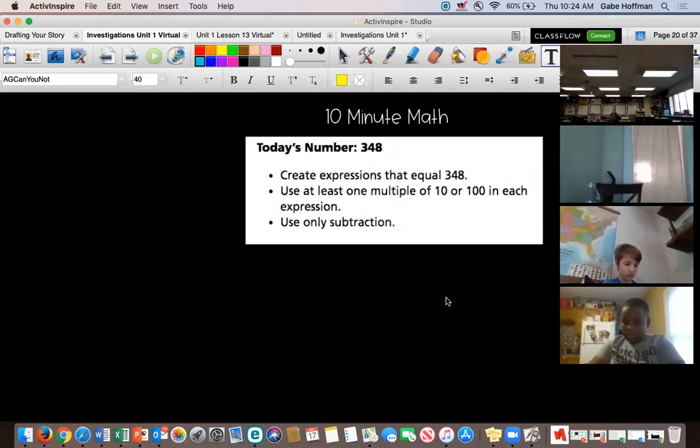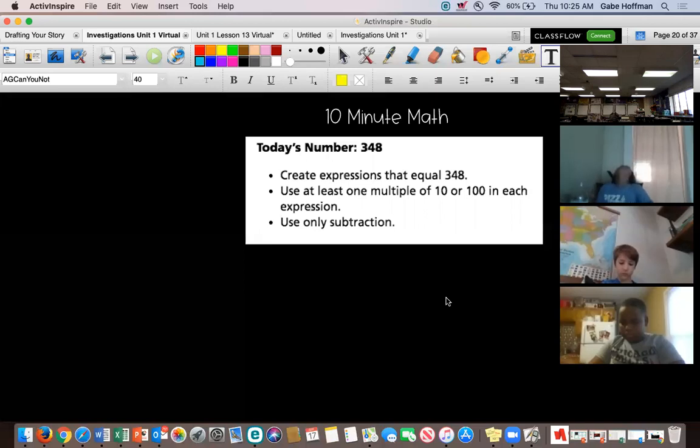All right, so for our 10-minute math today, our number is 348, and we're creating expressions. What are expressions? Unmute and tell me, and then mute yourself again. Expressions are like it doesn't have an equal sign. Yep. No. Expressions are equations that don't have an equal sign. Yep.